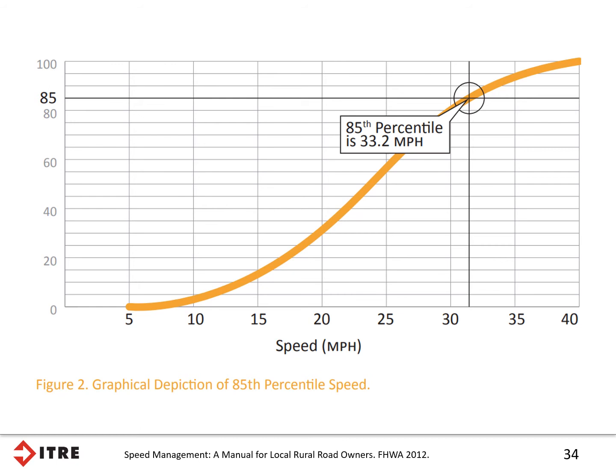The 85th percentile speed is the point in the speed distribution at which 85% of the vehicles travel at or below. So if we look at this distribution, the 85th percentile speed is 33.2 miles per hour, and this is telling us that 85% of the drivers on this road drive at 33.2 miles per hour or slower. So only 15% are driving faster than 33.2 miles per hour for this example.